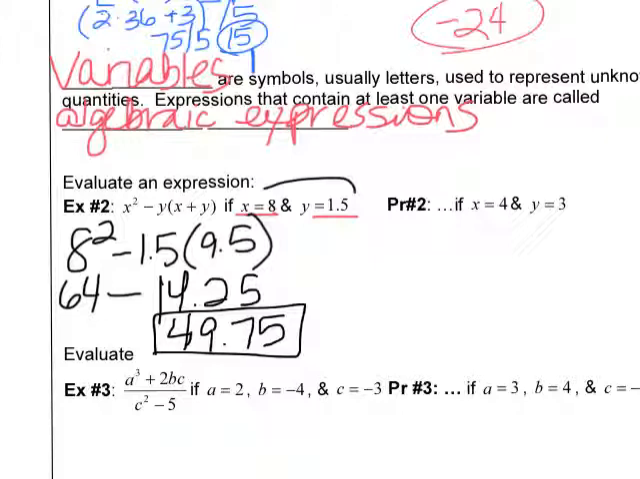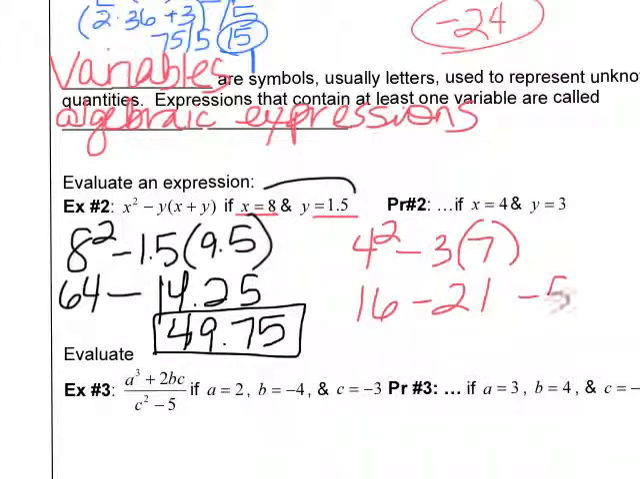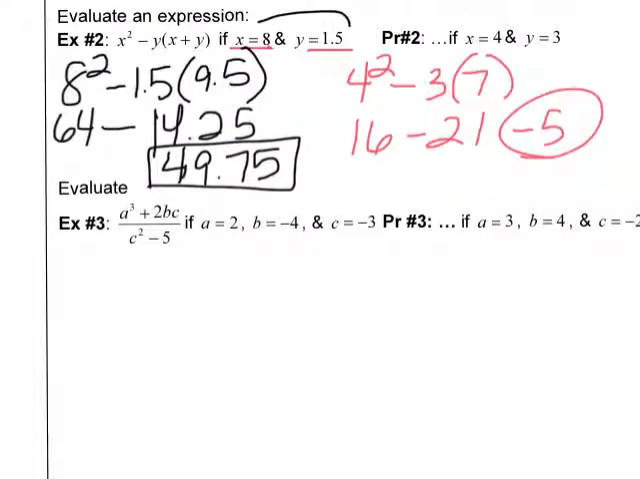Okay, so we're doing the same problem, but now inserting the 4. So now you're going to have 4 squared minus 3 times the sum of x and y, so 4 plus 3 is 7. So you'll get 16 minus 21, so you get negative 5. Okay, good. Moving down to the lower.